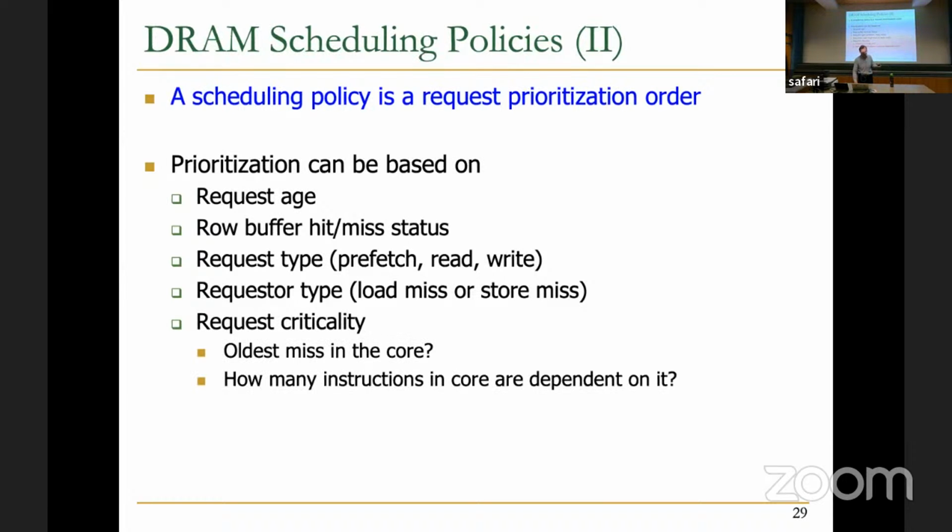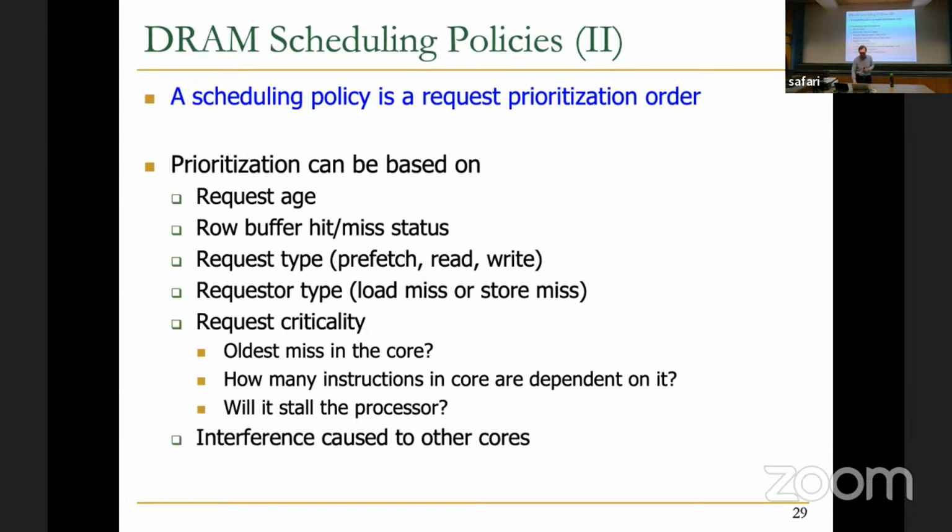Old dismiss is also maybe more important. Will it stall the processor? This is actually a very complicated problem. How do you predict the criticality of memory requests? Ideally, you would look into the future and figure out which one is more critical and prioritize the requests that are most critical for performance, let's say, if that's your optimization goal. But this is an interesting problem that requires more work also.